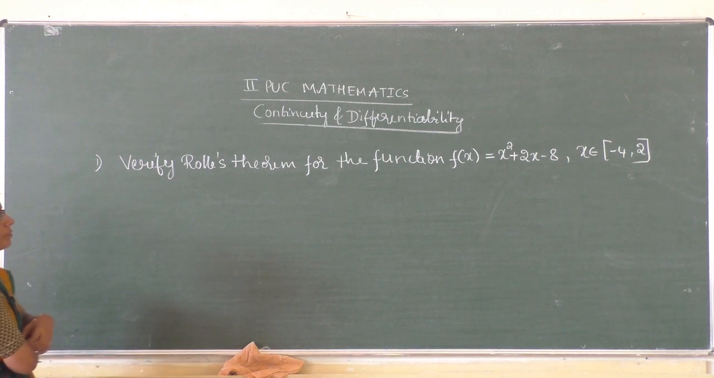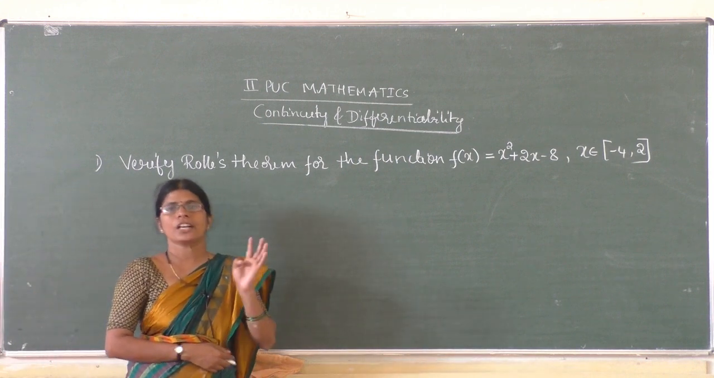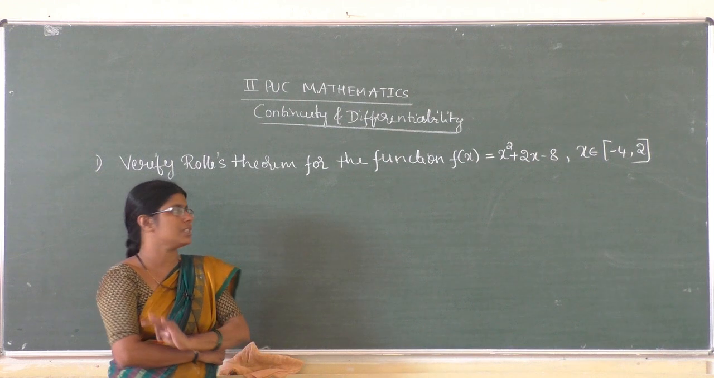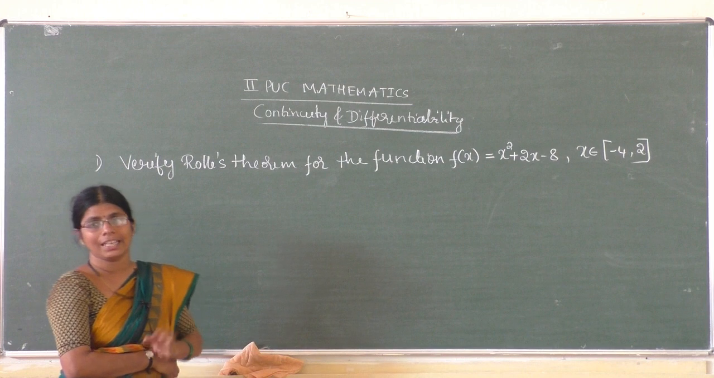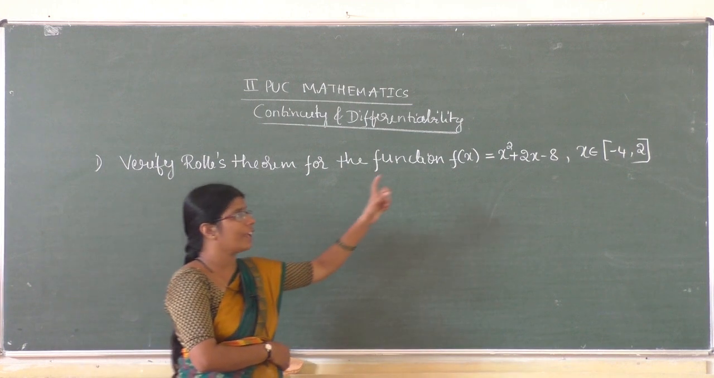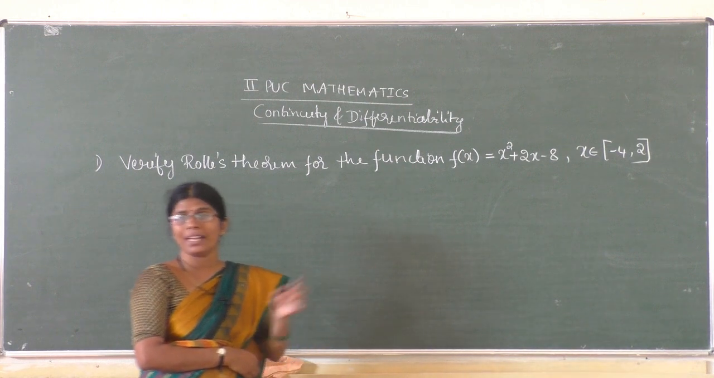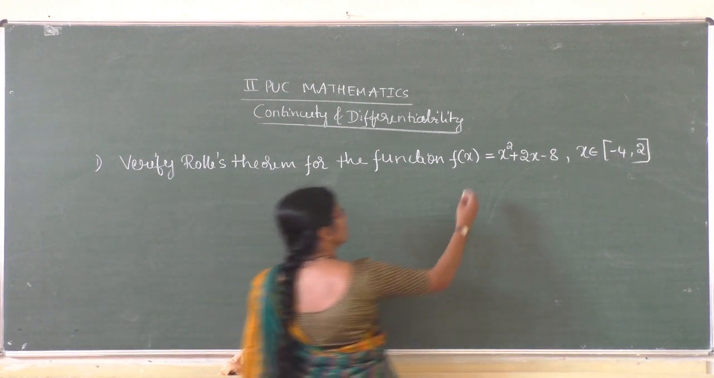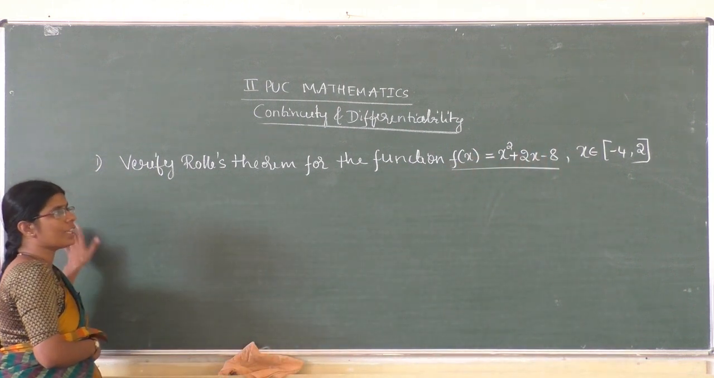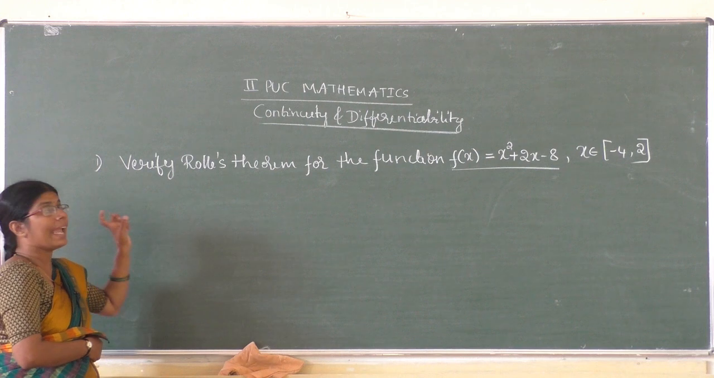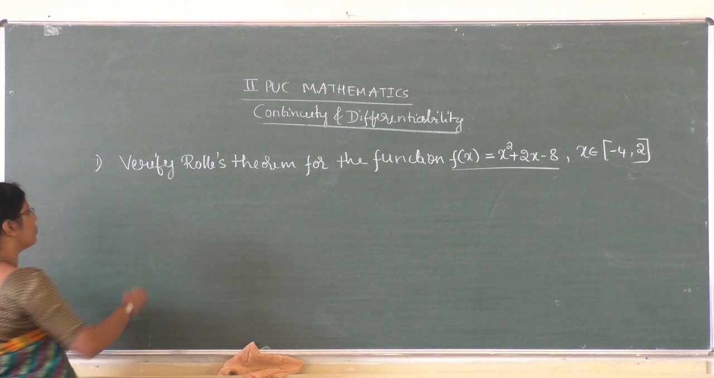Here, first we have to say that the function is continuous in the closed interval, then the function is differentiable in the open interval, then you have to find f of a and f of b. In the place of a we have minus 4 and in the place of b we have 2. This is a polynomial function, therefore it is continuous. Hence it is continuous in the closed interval minus 4 comma 2.